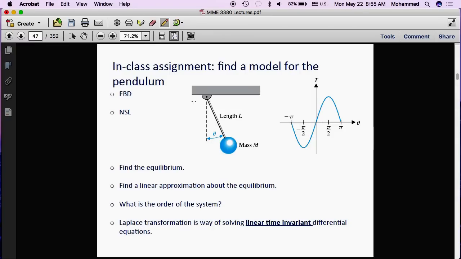Again, you need to start from a free body diagram. The assumptions are that the link of length L doesn't have a mass, so its mass compared to the mass of the tip is negligible. So we assume that there's only one mass at a distance L from that hinge.